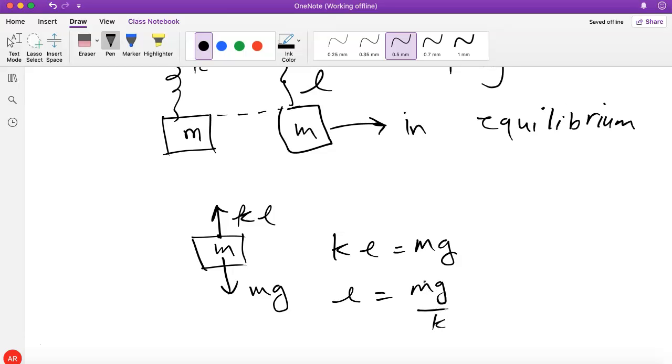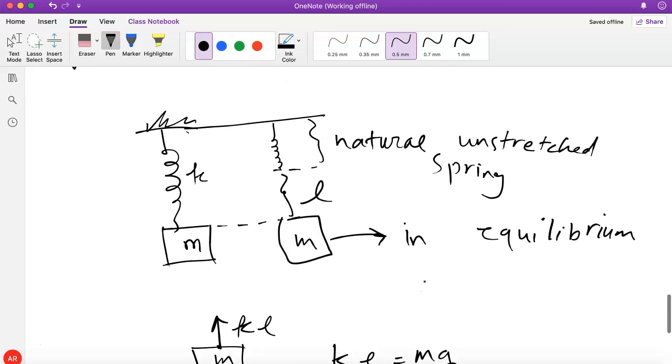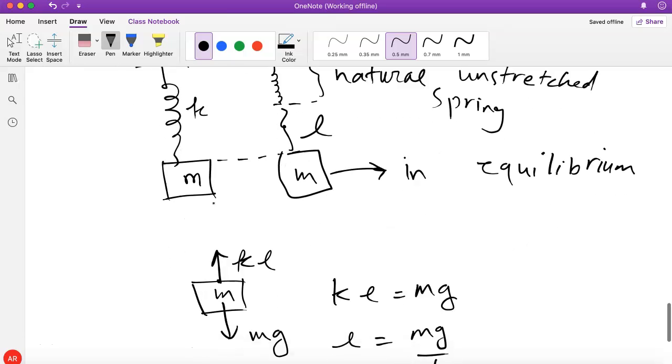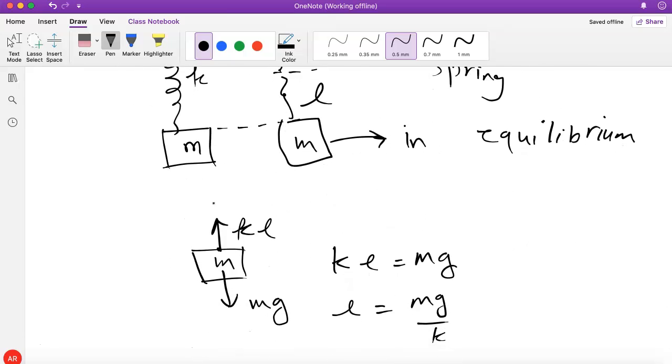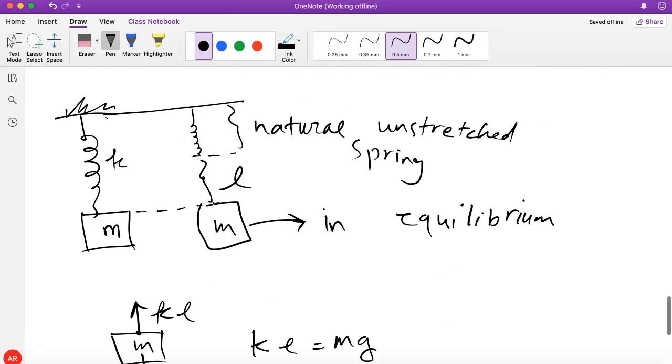So that's the first difference between a horizontal spring and a vertical spring. For a horizontal spring, the equilibrium position corresponds to the natural unstretched length of the spring. Here, the equilibrium position has shifted down with respect to the natural unstretched length by some length L, which is just mg over k, because if it's in equilibrium, the weight of the hanging mass must be compensated for by the force from the spring.